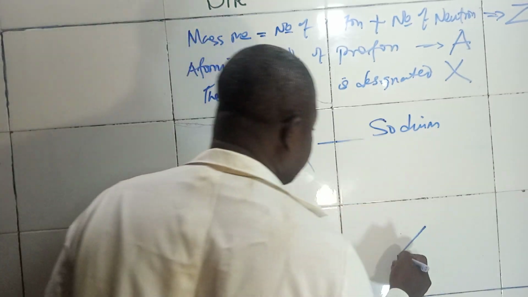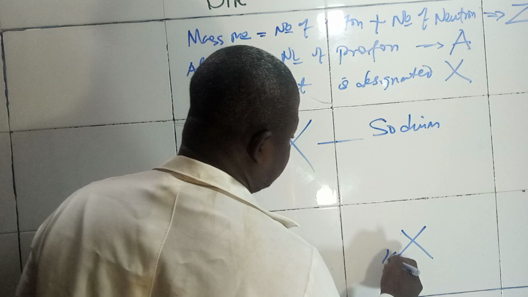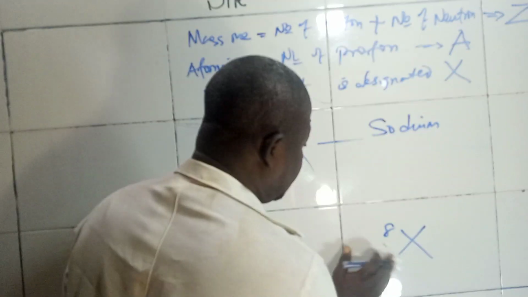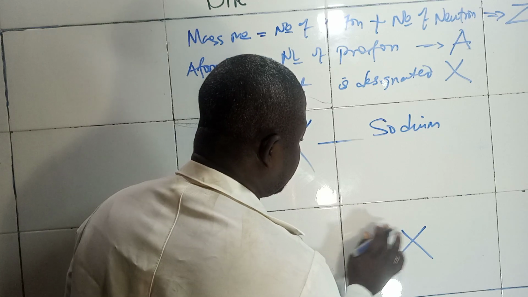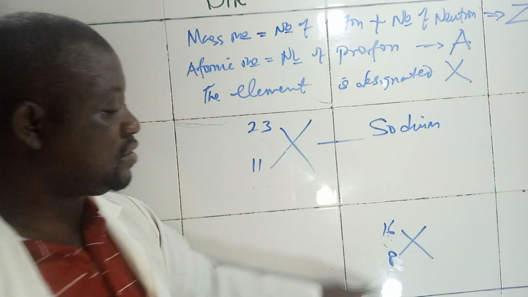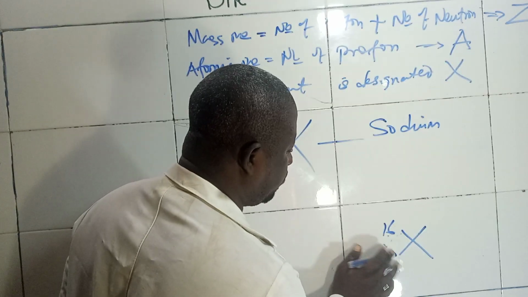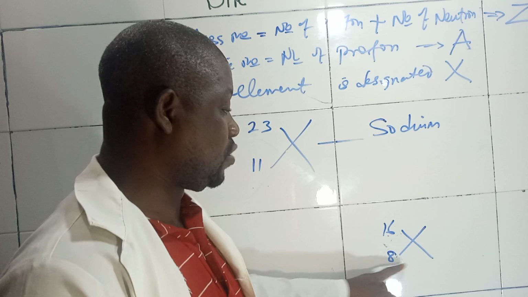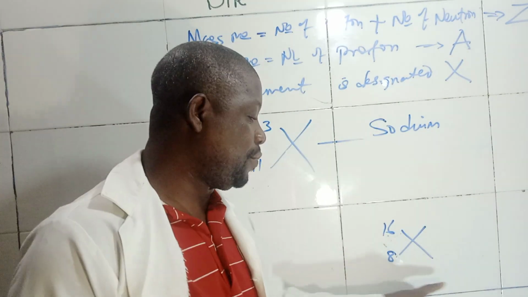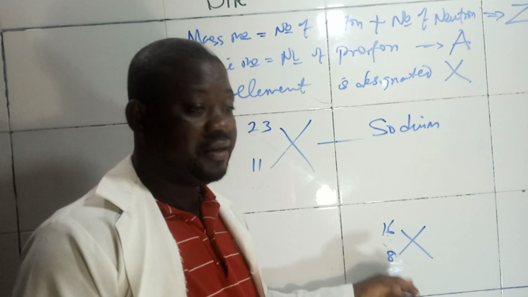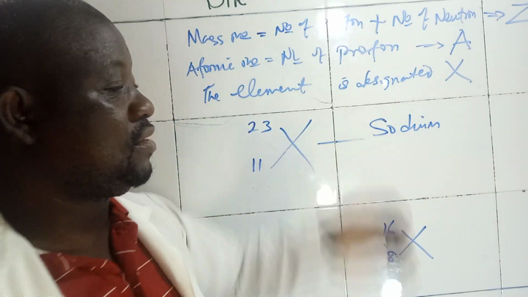I can also write it like this. Maybe I can just write 16 and 8, or I can write 8 and 16. I can ask you, which element is this? 8 and 16. Just look at this. You look at the atomic number on your periodic table. Once you look at your atomic number on the periodic table, you will know which element it is. Like this one, 8. 8 is what? Oxygen, from what I listed the other time.